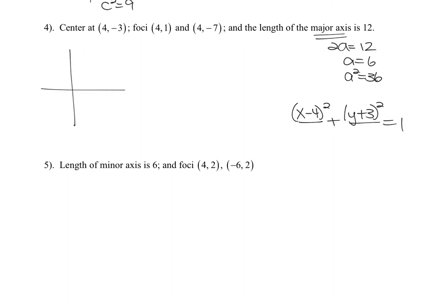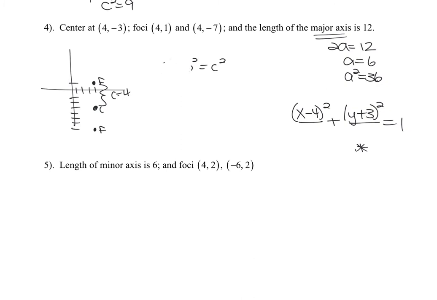So thinking about my picture, here's my (4, -3), my center, and then I've got (4, 1), which is a foci, and (4, -7), which is a foci. The foci lie on the major axis, so these are vertical, meaning now my larger number is going to be underneath my y instead of my x. So I know a squared, and because I'm giving you the foci again, I know that the c value is equal to 4.